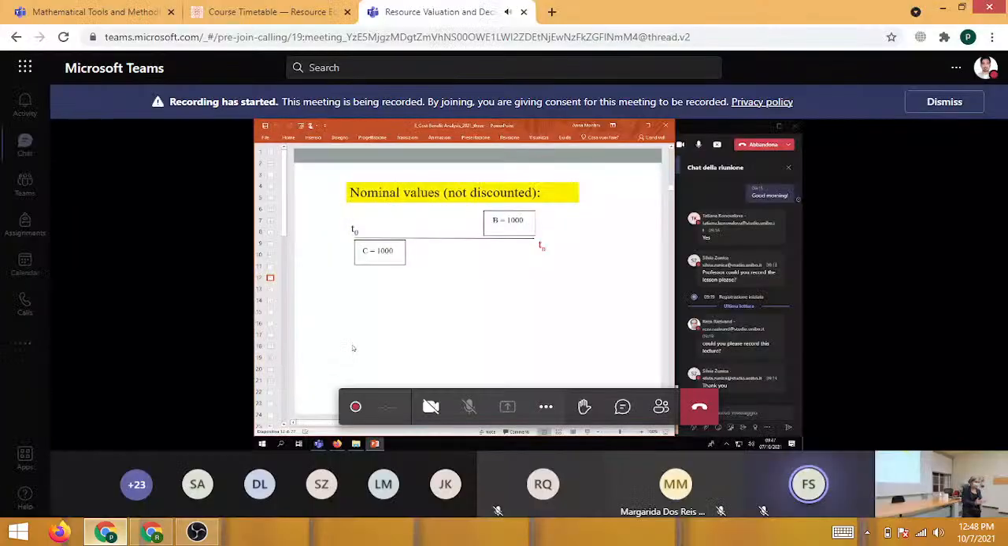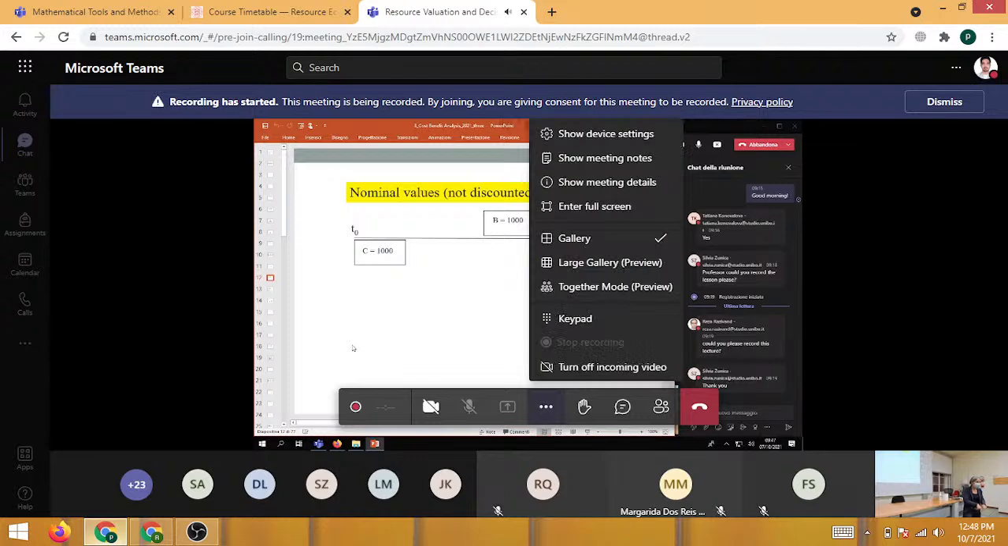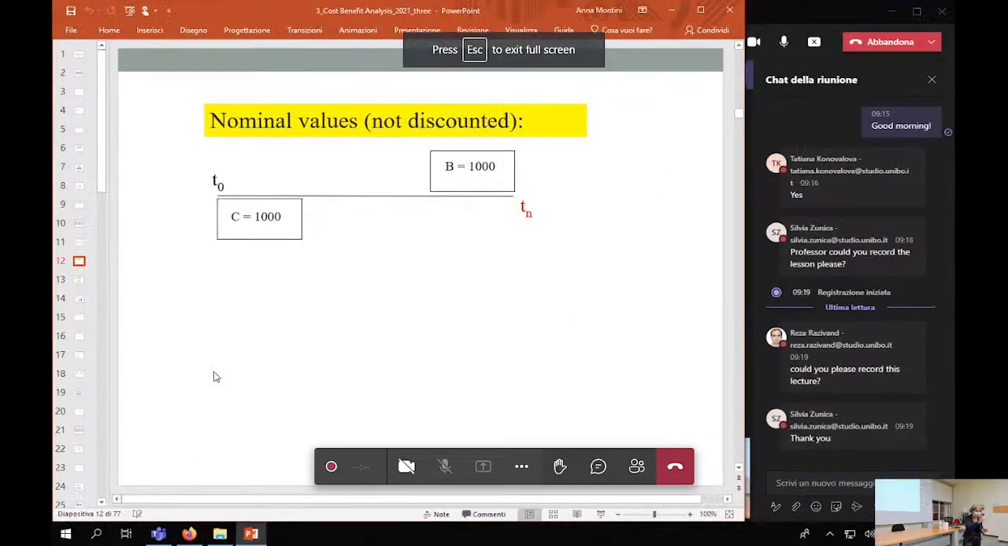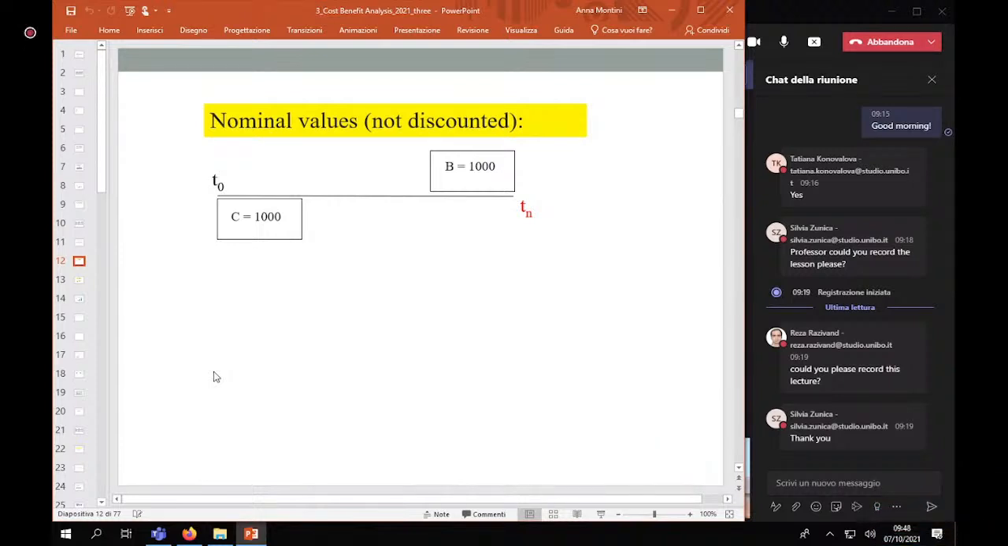The cost equal to 1,000 and the benefit equal to 1,000 for the same year, but the project has an important aim, for example, to save human life or to save sea mammals and so on. I can consider the project with a net benefit equal to 0. But I have to have those figures in the same year.